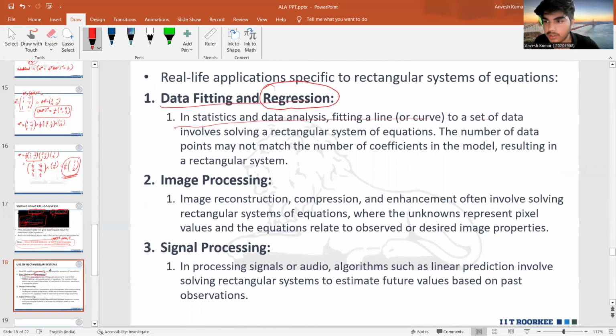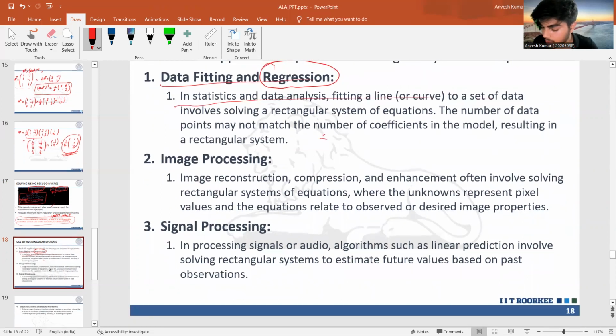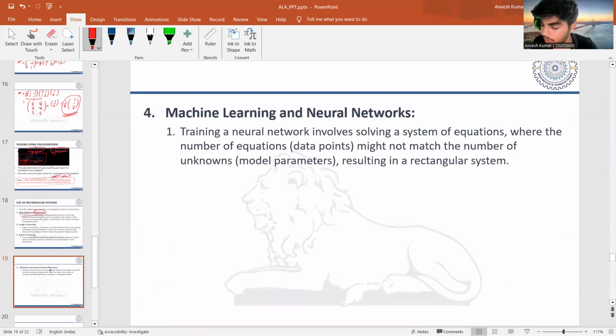In image processing, of course, we split our images into matrices by splitting them into pixel values, and there we usually don't have a square matrix. We usually have a rectangular matrix, where we have to use pseudo inverses to calculate its inverse, to manipulate it, to change it into another image, etc. It is also used in signal processing, and also in machine learning and neural networks, where training a neural network involves solving a system of equations where the number of equations might not match the unknowns.